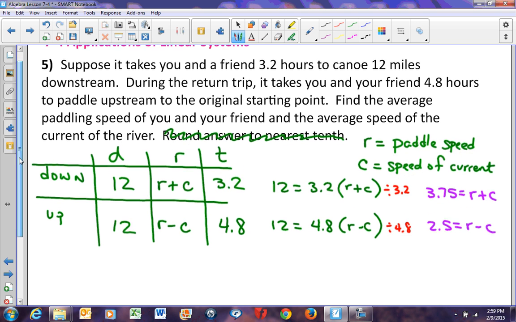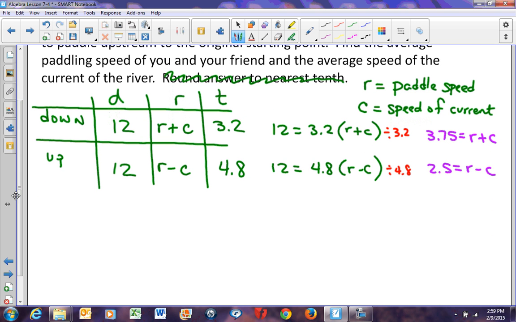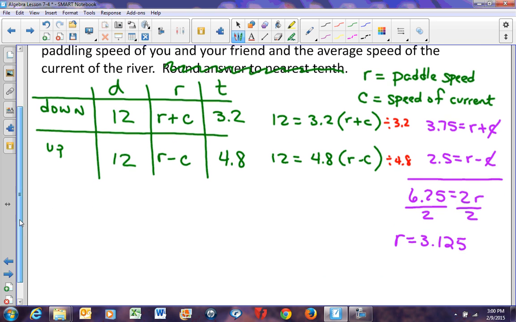So I have two equations here. If I added them together, 3.75 plus 2.5 is 6.25. The C's will cancel, and I get 2R. If I take 6.25 and divide it by 2, R will equal 3.125. So the rate of me and my friend paddling is 3.125 miles per hour. I think it's kilometers. Miles.